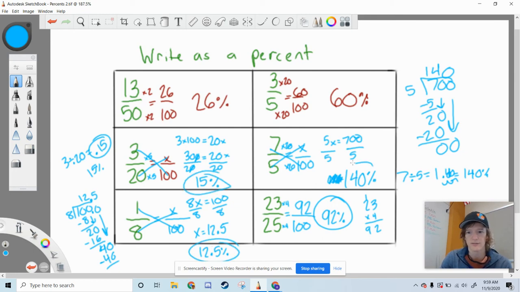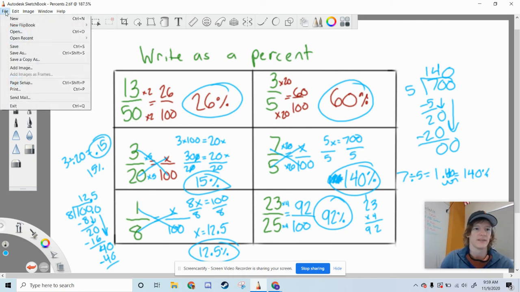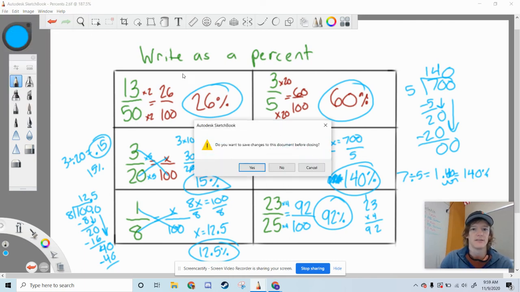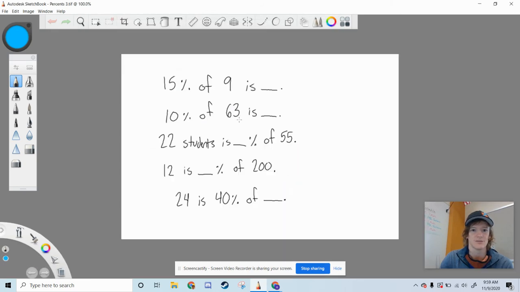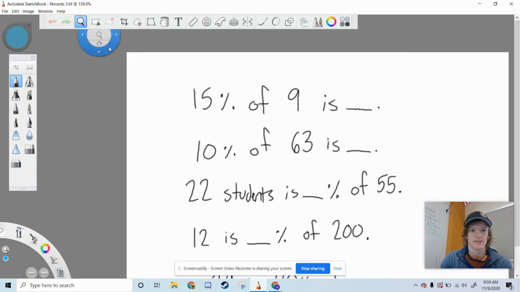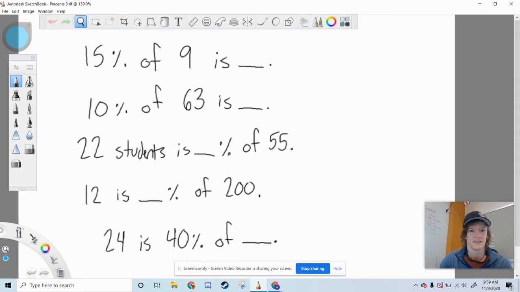12.5%, 15%, 140%, 60%, and 26%. That was just taking these fractions and writing them as percents. We're going to have one more set of problems, and these are just problem-solving questions. So the first one, we need to find out what 15% of 9 is.